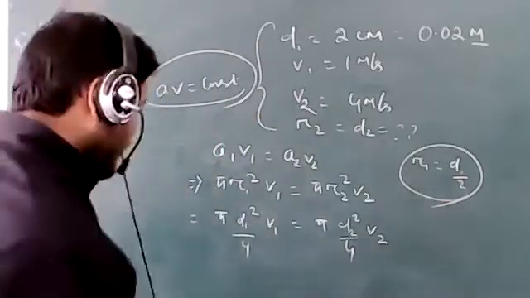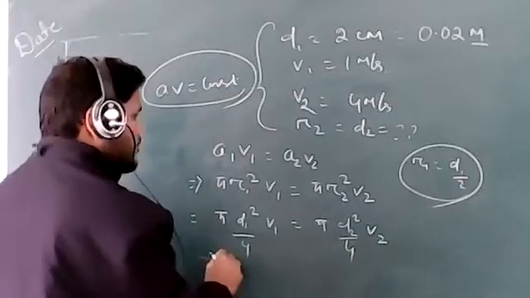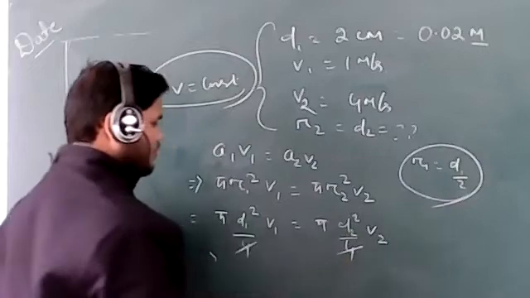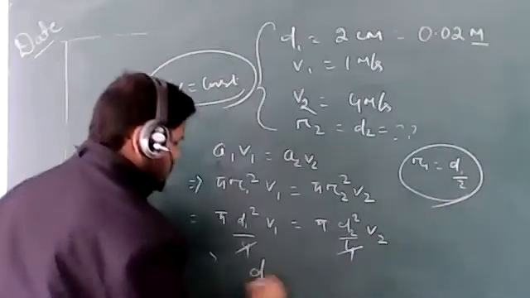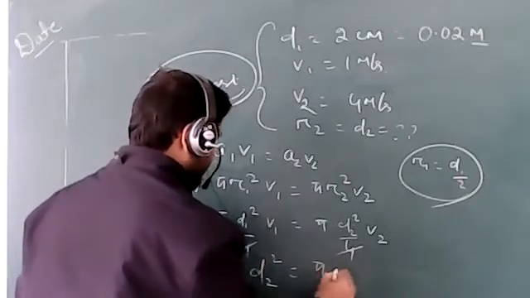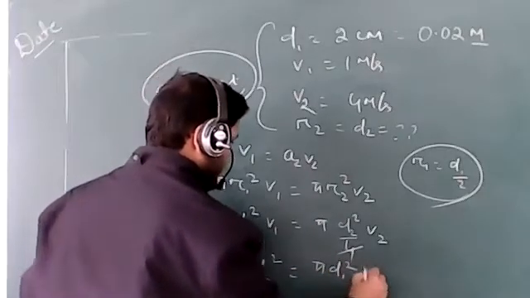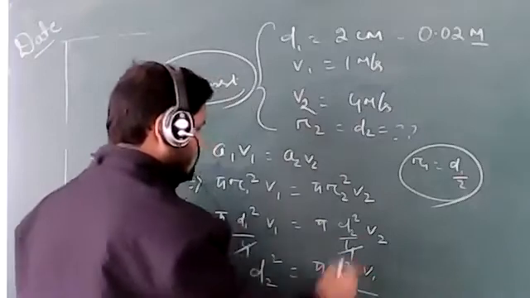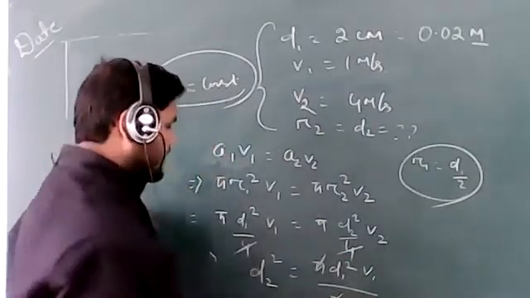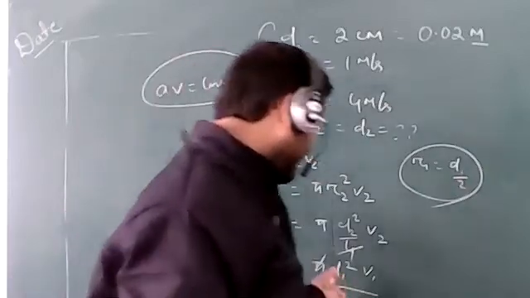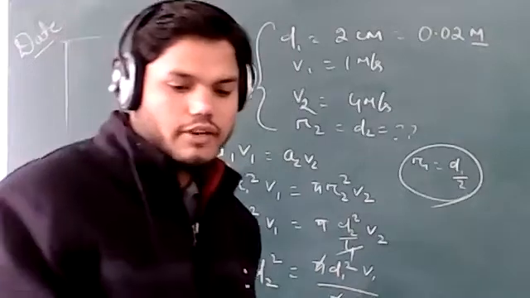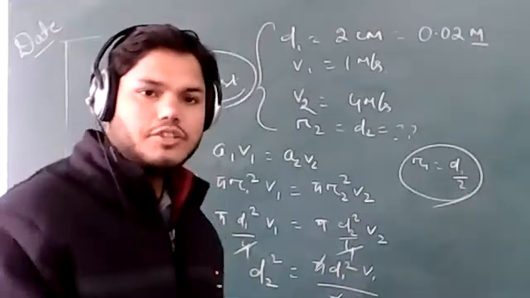We want to find out d2. So 4 can be cancelled from both sides. So d2 square equal to how much? Pi into d1 square into V1 divided by pi into V2. Pi also can be cancelled from both sides. So what is remaining? d2 square equal to d1 square into V1 divided by V2.